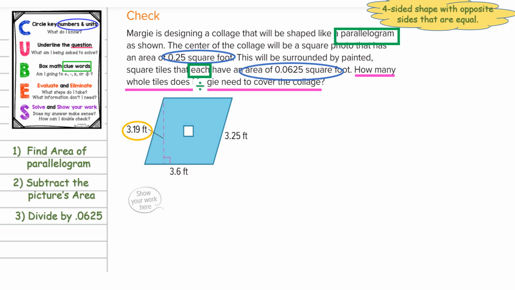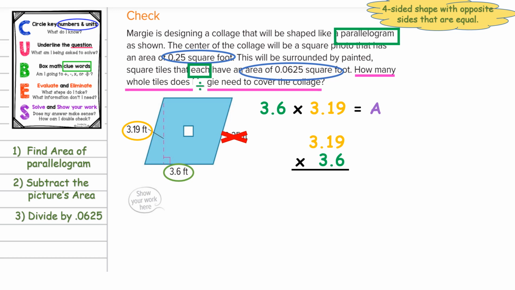All right, so I know the numbers I'm going to use, right? Because I know it's base times height. I have a height of 3.19. I have a base of 3.6. I'm good to go there. But the E in CUBES tells me to eliminate any non-important information. Get rid of that slanted angle. We don't need it. It is truly there simply to confuse you. You won't use it at all in the math problem. So I'm left with base times height, 3.6 times 3.19.